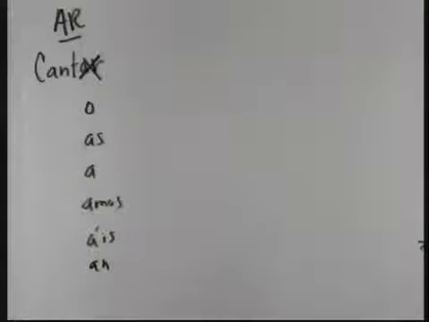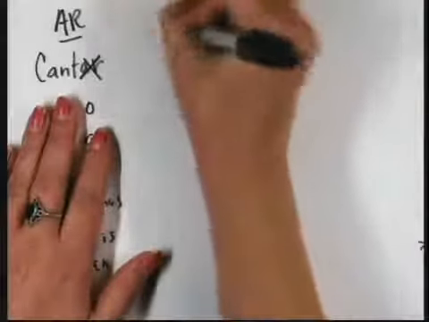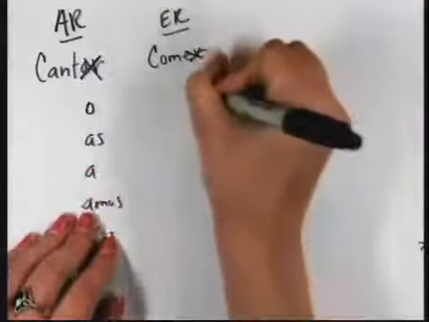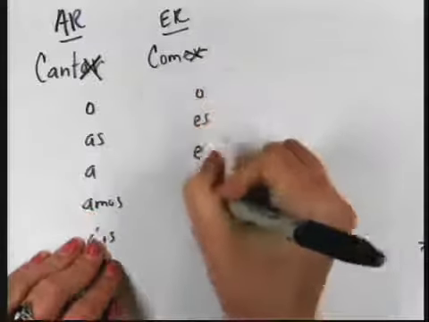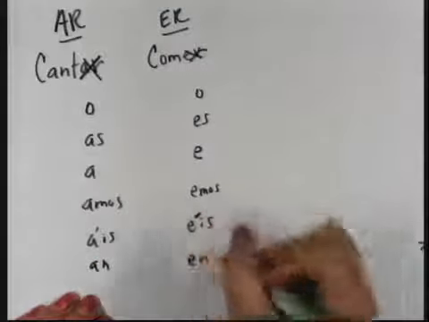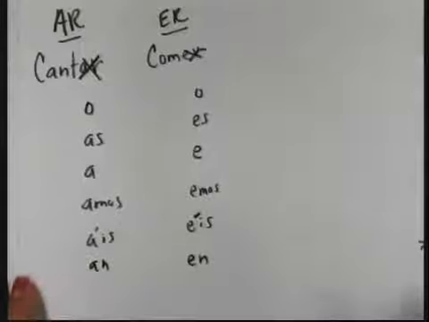Repite, canto, cantas, canta, cantamos, cantáis, cantan. O, as, a, amos, ais, an. Okay, and then we have an ER, those ER verbs. Let's just do comer, which means to eat. We take off the ER and we add o, es, e, emos, éis, that's an accent, en. Okay, repite, como, comes, come, comemos, coméis, comen. O, es, e, emos, éis, en.